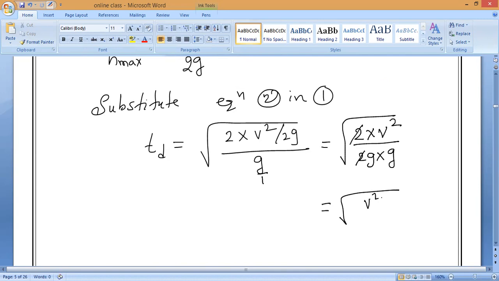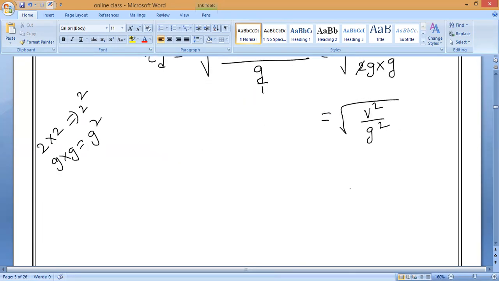Now it will become V square by G square. G into G, how can I write? 2 into 2, 2 square. Same way, G into G, G square. Okay, so now it is over.